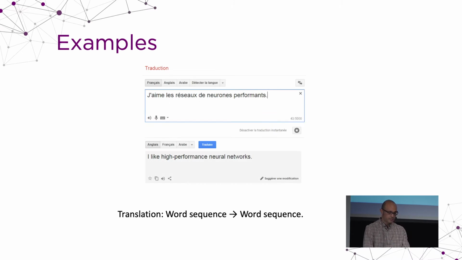Another example is machine translation. It's very famous. In particular, the screenshot is from Google Translate. Here, the goal is obviously to translate one language into another. And again, we are dealing with sequences because we are dealing with text, and as we said, text is usually represented as a sequence of words.